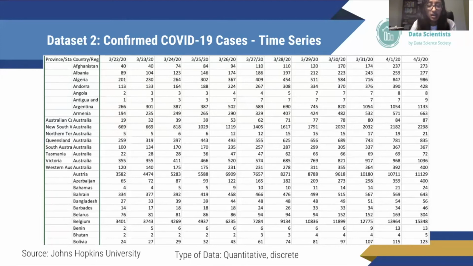This is from Johns Hopkins University, and they have a whole repository of COVID-19 data that I recommend checking out if you're interested. The type of data we're working with here is quantitative. This is quantitative data, and these are very discrete measurements because either someone has COVID-19 or someone doesn't. There's really no in-between continuous realm that this data could occupy.